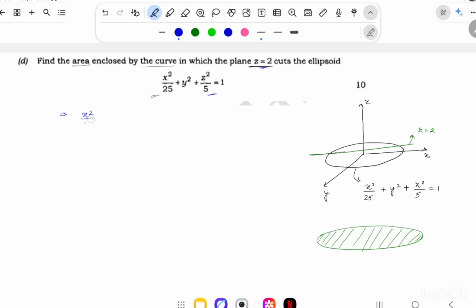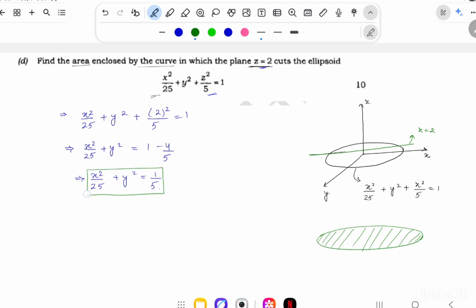So that will be x square by 25 plus y square plus z, that is 2 square, by 5 equals 1. So from here we get x square by 25 plus y square equals 1 minus 4 by 5, which gives x square by 25 plus y square equals 1 by 5. So this is the equation of the ellipse whose area we are supposed to evaluate.